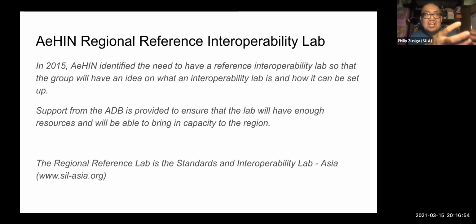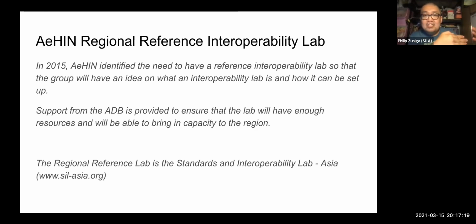So the regional reference lab will be like the pilot. It will show to AeHIN what an interoperability lab is in action. It will enable AeHIN to pool resources so that we can bring in the various international experts to train the reference lab.